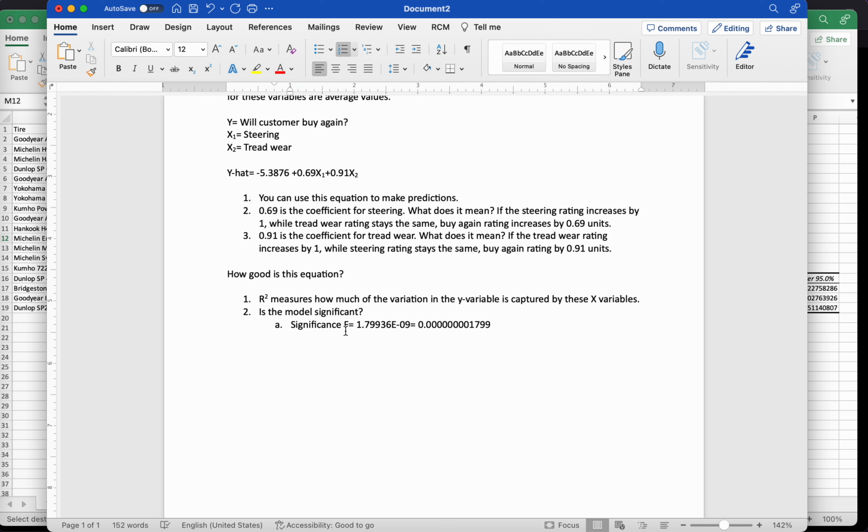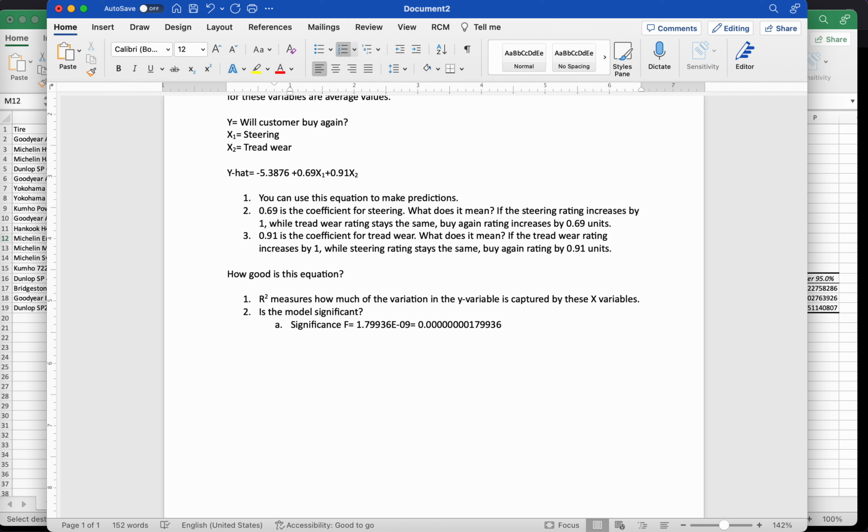1799, right? 179936. So there are 8 zeros in front of this. So you're moving the decimal places 9 times to the left. So it's a really, really small number. So the significance F should be a really, really small number. If it's a small number, it means that our model is significant.